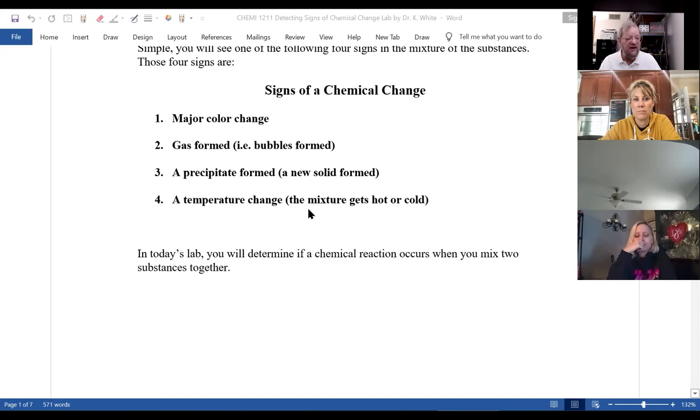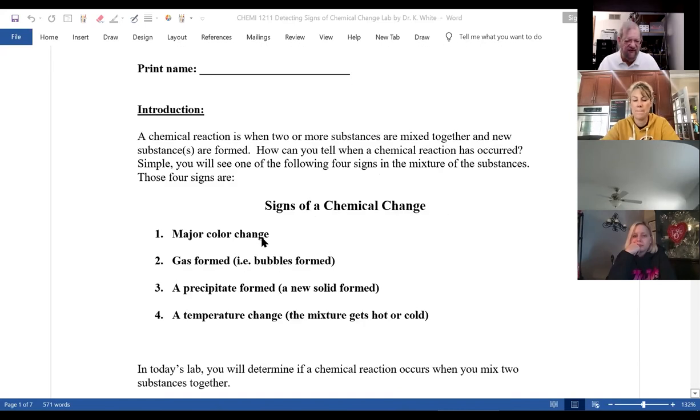sign or indication that a chemical change has occurred is when there's a temperature change. When you mix two things together, if it gets hotter or if it gets colder, the temperature change means you have a chemical change. So once again, there are four signs of a chemical change.